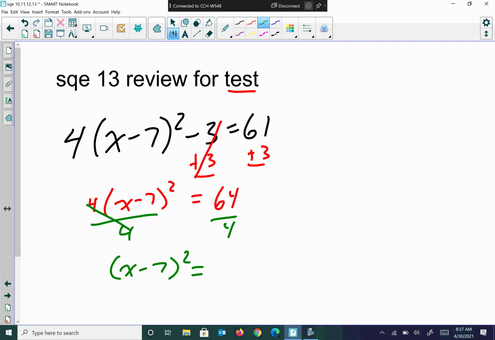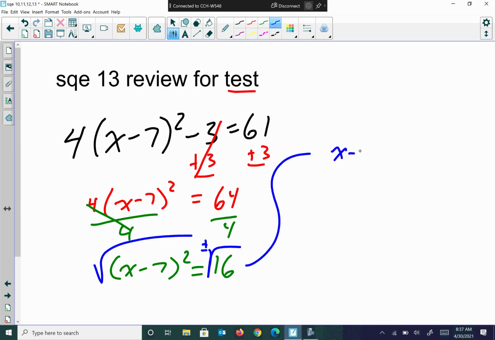And 4 goes into 6 once. 4 goes into 24 16 times. Oh, this is going to be a little nicer once we work it out. Root, don't forget the plus minus. So I'll bring it up here.